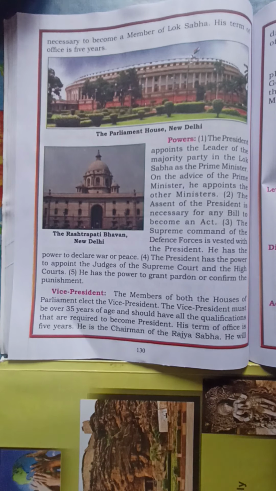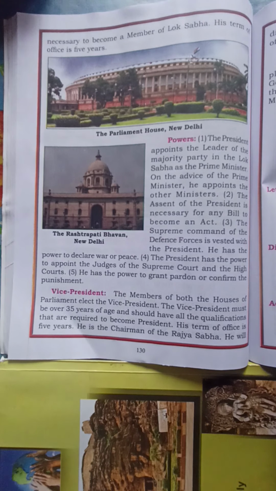Second one, the assent of the president is necessary for any bill to become an act. The assent of whom? The assent of the president is necessary for the bill to become an act. The third one, the supreme command of the defense forces is vested in the president. So who has the full command of the defense forces? The president. He has the power to declare war or peace. Who has the power to declare war or peace?